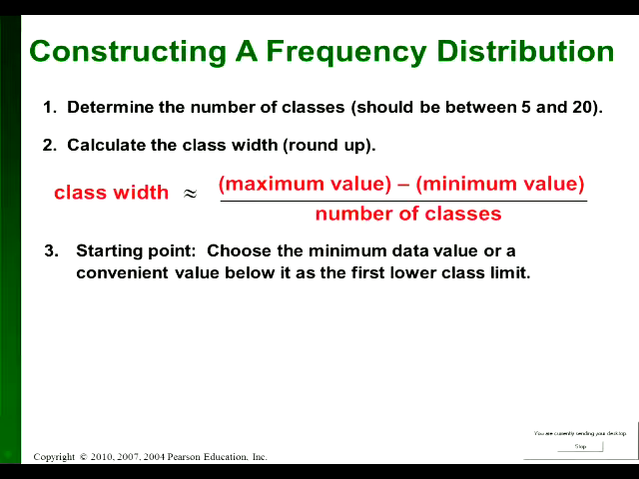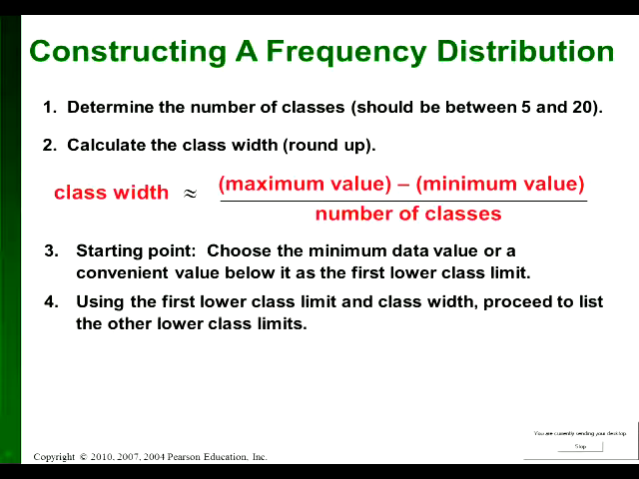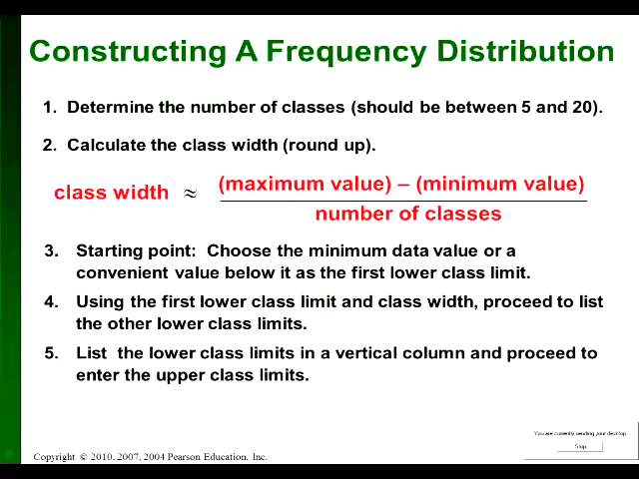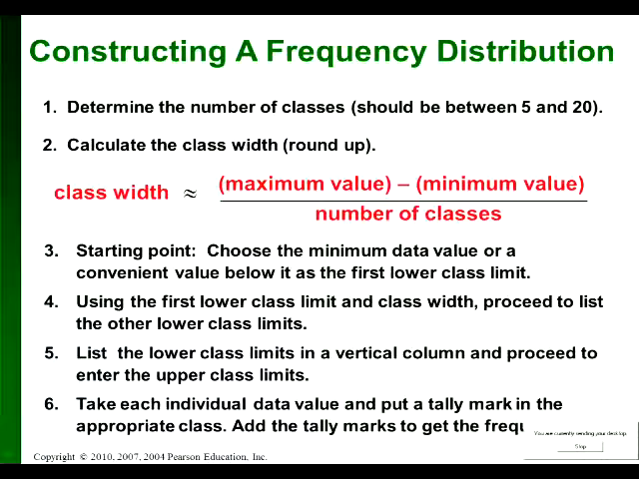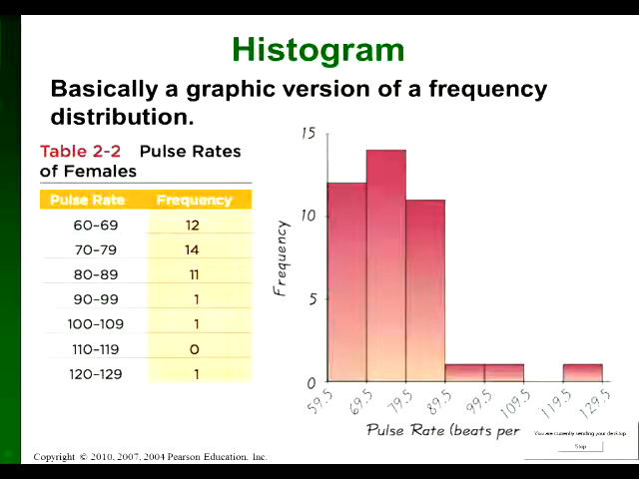Choose the minimum data value or a convenient value below it as the first lower class limit. If I had scores from 10 to 90, then 10 would be my lower limit of the first class. And then to get the lower limits of all the other classes, you can just add the class width. List the lower class limits in a vertical column, proceed to enter the upper class limits. And then just start tallying into which class each data value falls and count up your tally marks. Let's do an example because that makes much more sense.